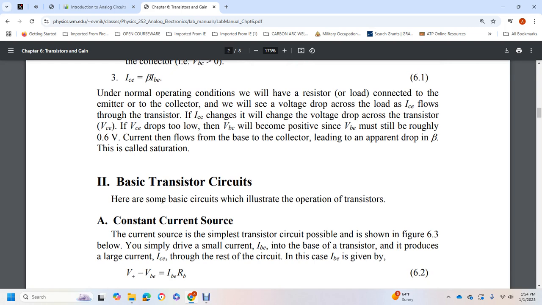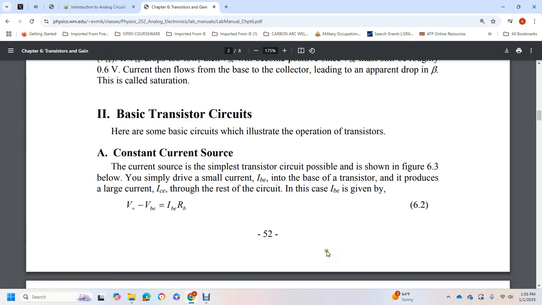Basic transistor circuits: here are some basic circuits to illustrate the operation of the transistor. The transistor as a constant current source is the simplest transistor circuit possible, shown in figure 3 below. You simply drive the base of the transistor with a small base-emitter current and produce a large collector-emitter current through the rest of the circuit. With the base given a positive voltage, E minus the base-emitter voltage is equal to the base-emitter current times the base resistor.